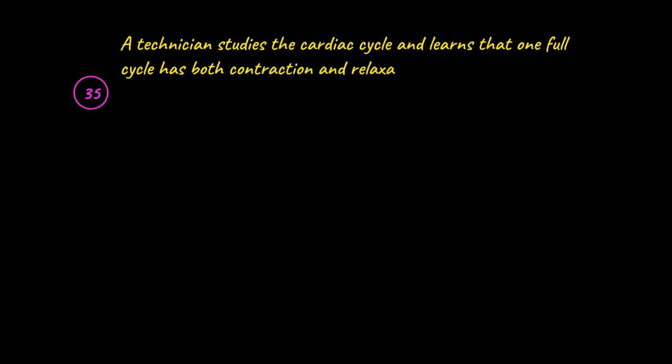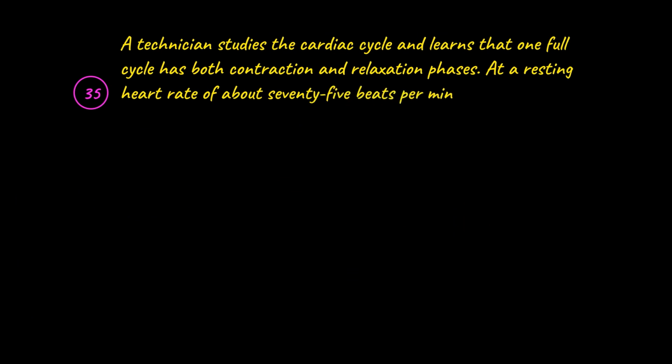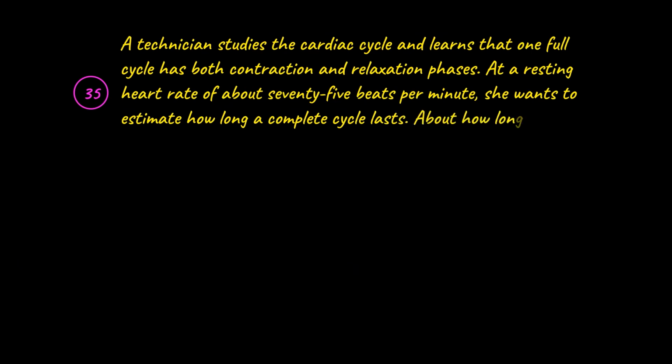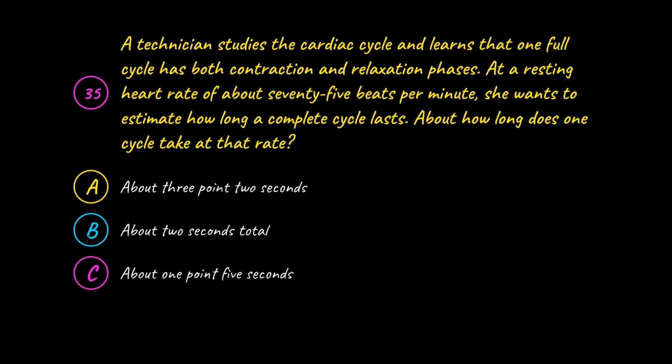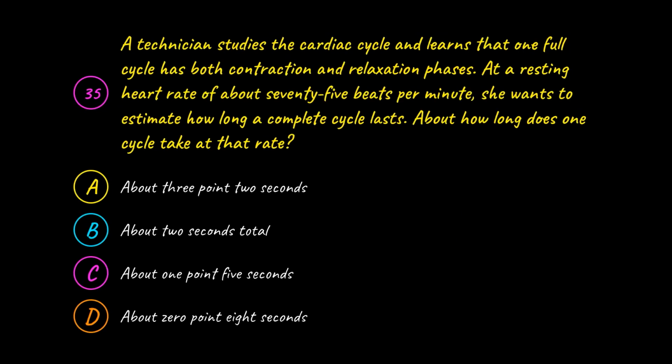Question 35. A technician studies the cardiac cycle and learns that one full cycle has both contraction and relaxation phases. At a resting heart rate of about 75 beats per minute, she wants to estimate how long a complete cycle lasts. About how long does one cycle take at that rate? Your options are A, about 3.2 seconds, B, about 2 seconds total, C, about 1.5 seconds, D, about 0.8 seconds. Before I reveal it, which one do you think is right?